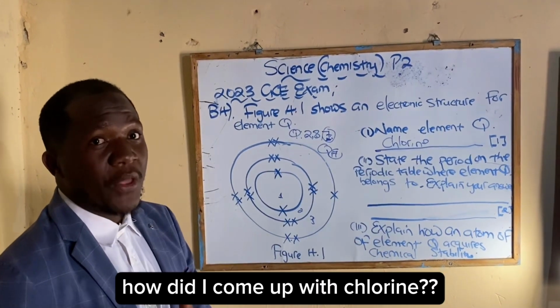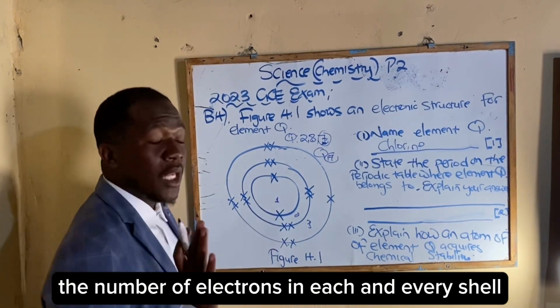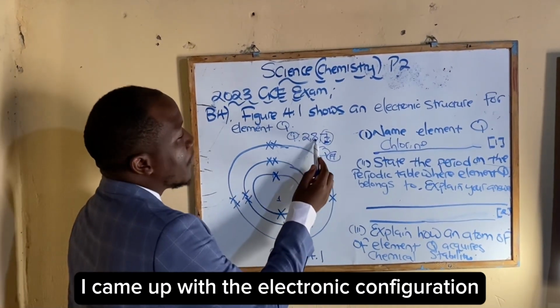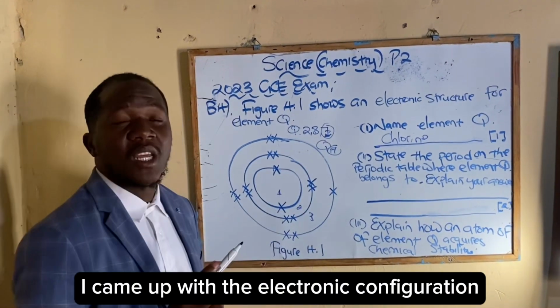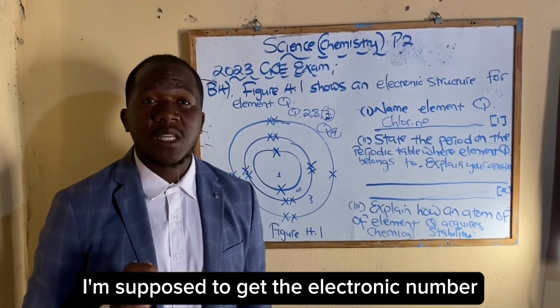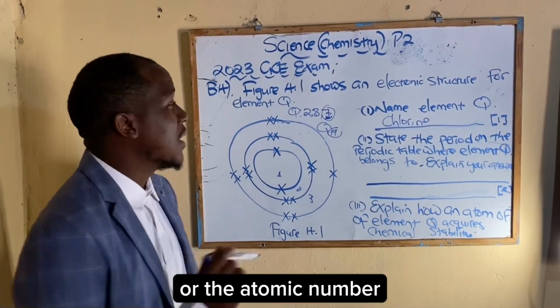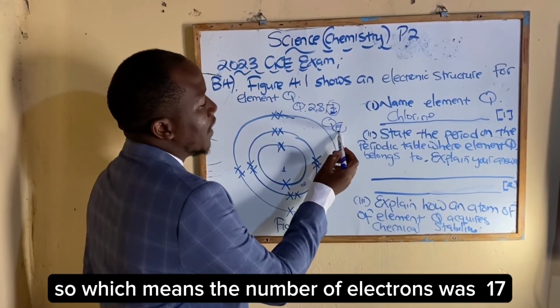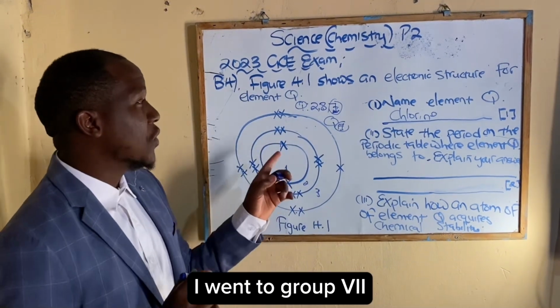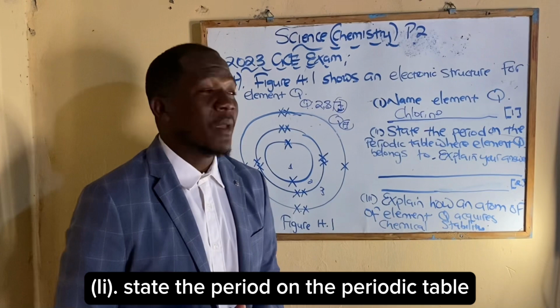How did I come up with chlorine? I counted the number of electrons in each and every shell and came up with the electronic configuration. After I added all the electrons, I was supposed to get the atomic number, which means the number of electrons was 17. I went to group 7 in order to look for the number that has got 17 beneath it.